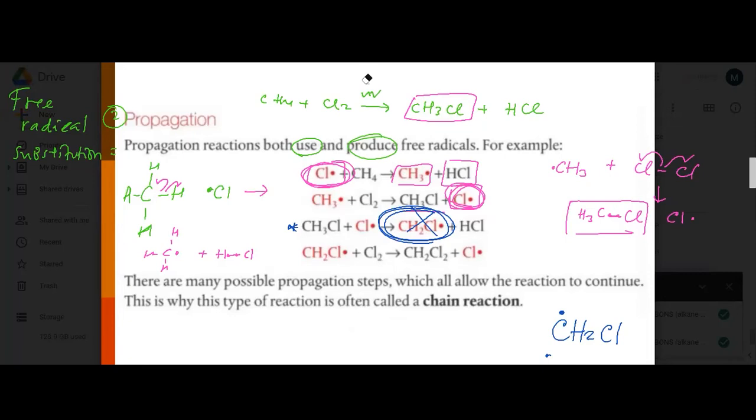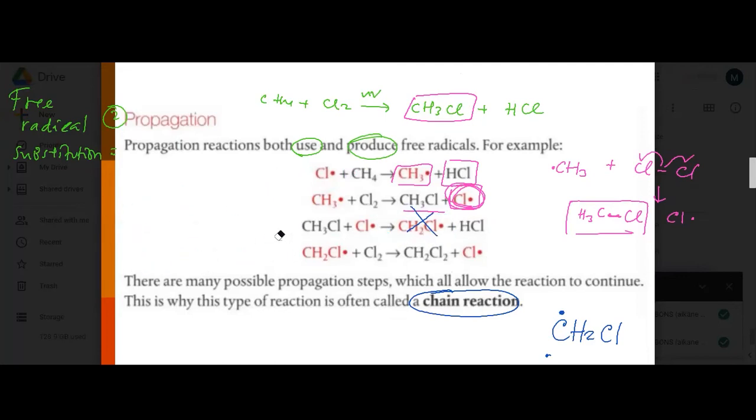Okay, and then the CH2Cl free radical can combine with another Cl2 to form the product, the di-substitution, CH2Cl2, with Cl. So once again, this is called a chain reaction since it can occur again, again, and again. Okay, so I hope you can understand about this. You can try to understand and memorize this.